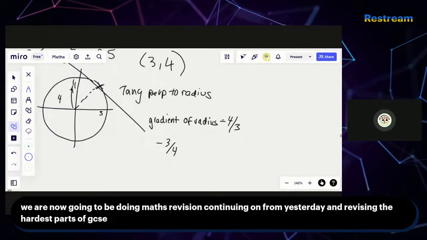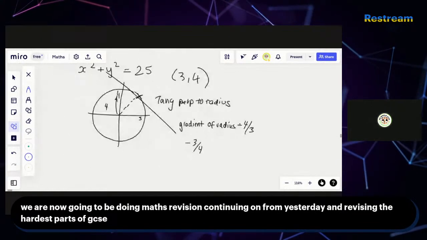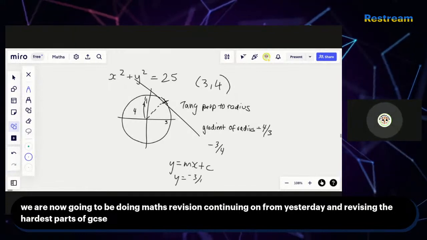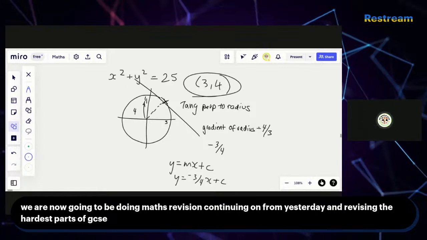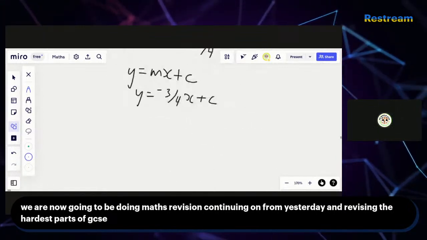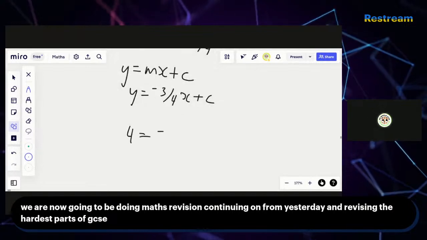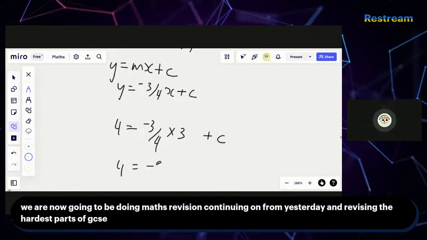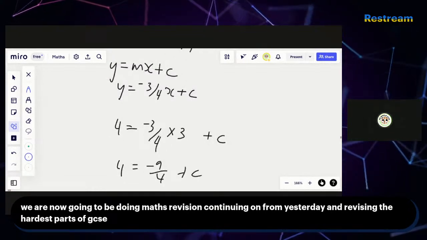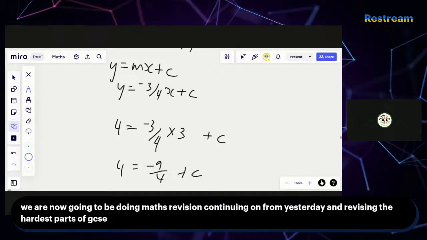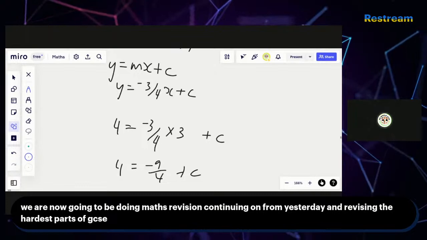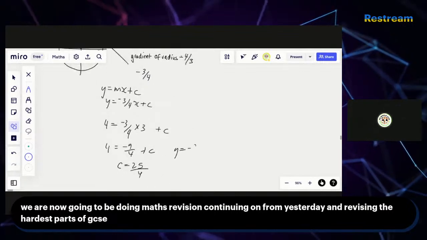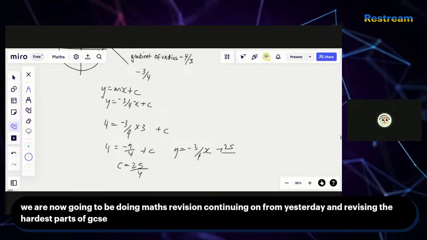Now we know that the equation of any straight line is y equals mx plus c. And we know that the gradient is already minus 3/4, so y equals minus 3/4 x plus c. We can now plug in this coordinate (3, 4). Plugging in 3 and 4, we get 4 is equal to minus 3/4 times 3 plus c. So 4 is equal to minus 9 over 4 plus c, and therefore c is 25 over 4. And we have the equation: y is equal to minus 3/4 x plus 25 over 4.